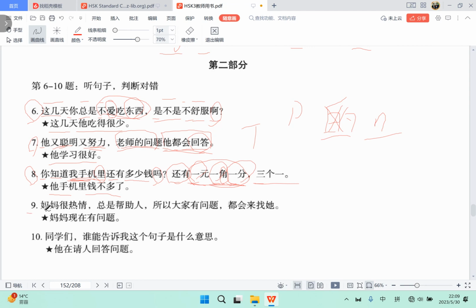Okay, we check the script. 妈妈很热情, so mom is very warm, very kind. 总是帮助人, so always helps others. So 帮助, we have to check this word. 帮 and 助, in classic Chinese both these two words are verbs. So they both mean to help.